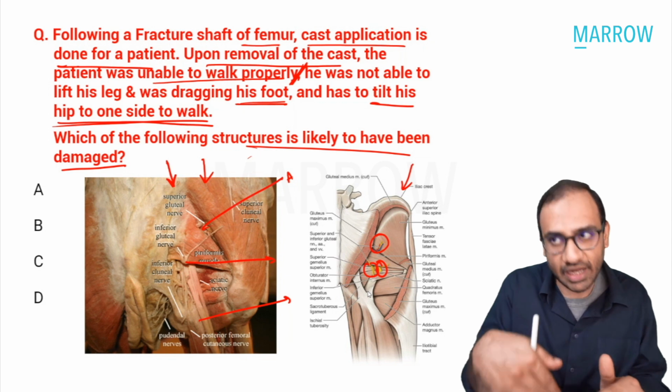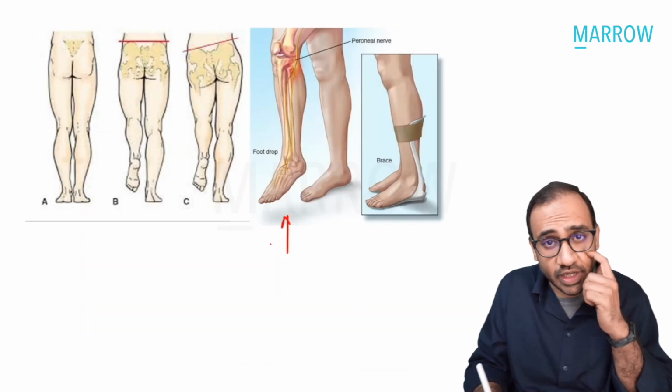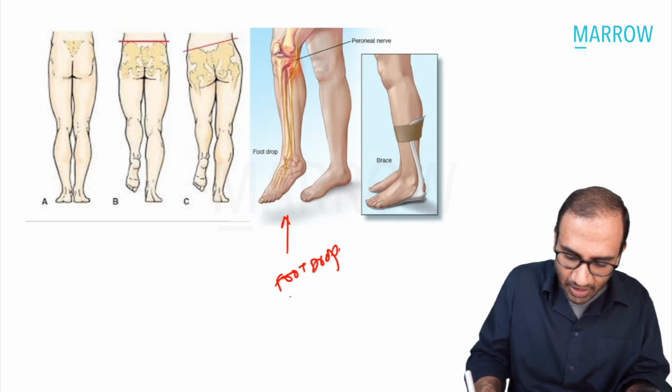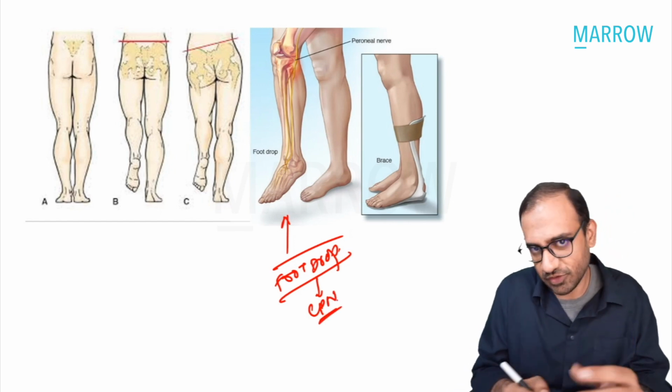So the patient was dragging his foot down as he was walking. What could it have been? It could have been foot drop, right? And foot drop occurs because of common peroneal nerve injury. We know that it occurs because of common peroneal nerve injury.